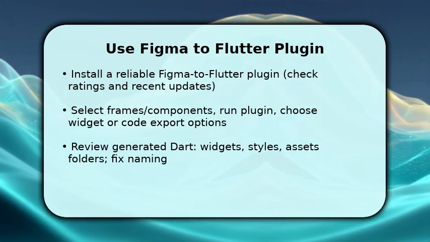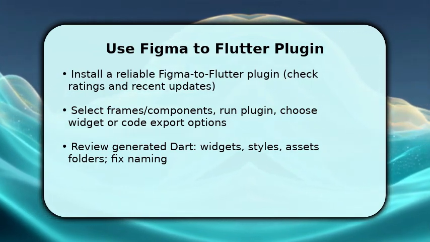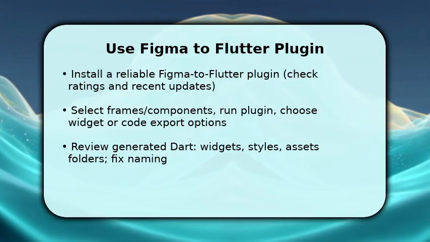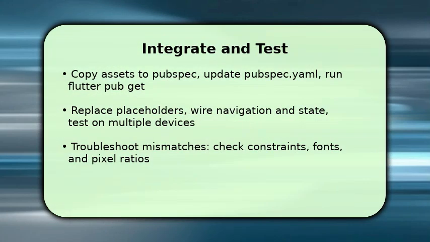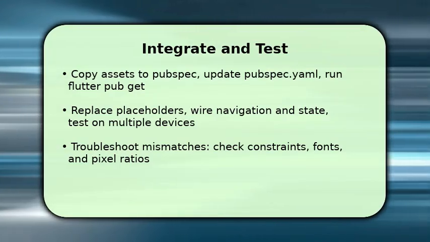Finish by integrating generated code into your app and testing thoroughly. Add asset paths to pubspec.yaml, run flutter pub get, and place generated widgets into your widget tree. Wire up navigation and state management, then test on multiple device sizes and orientations to ensure layouts adapt.